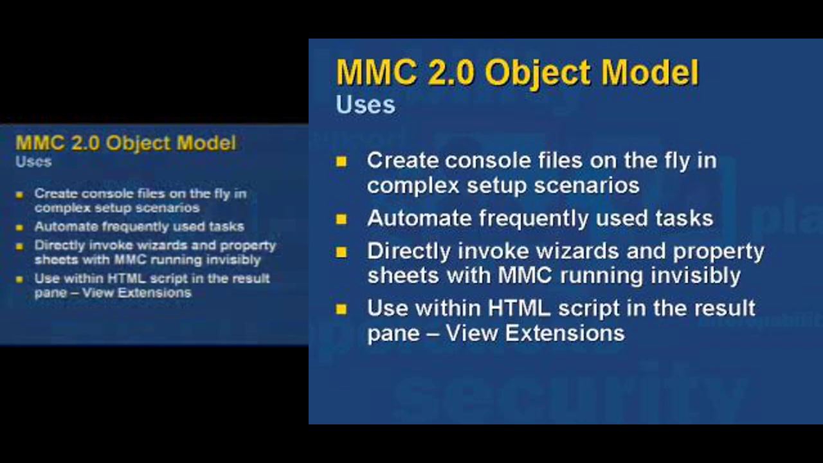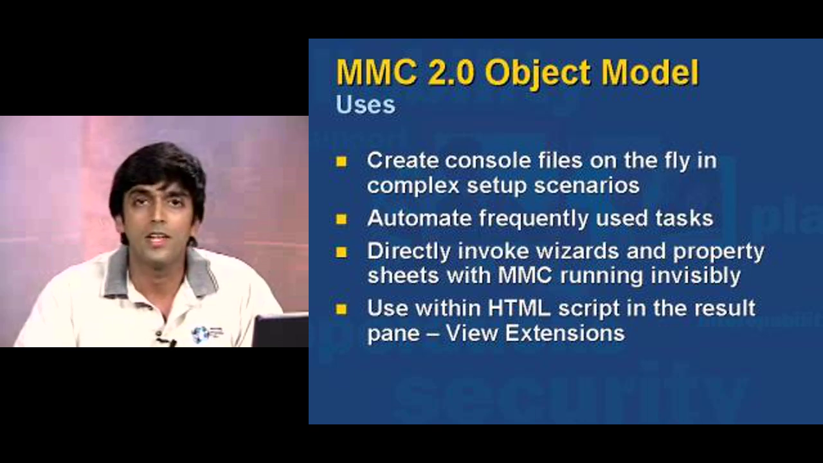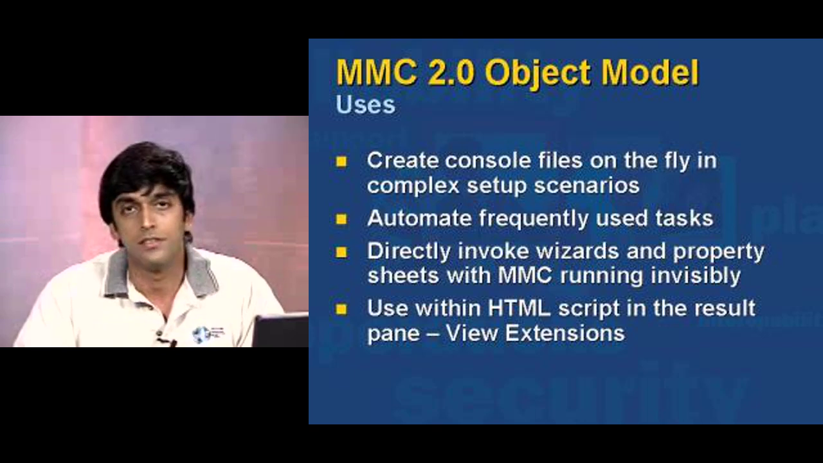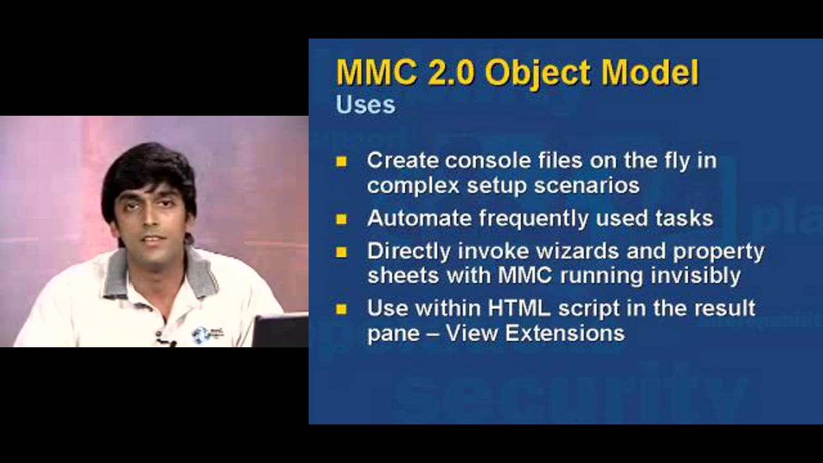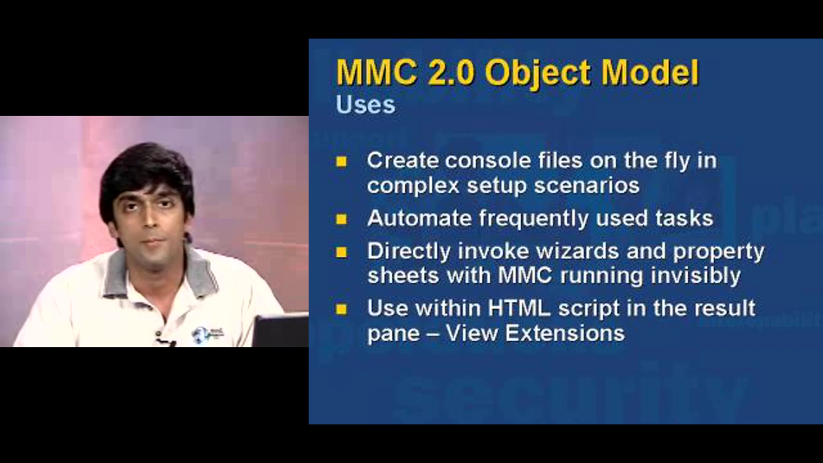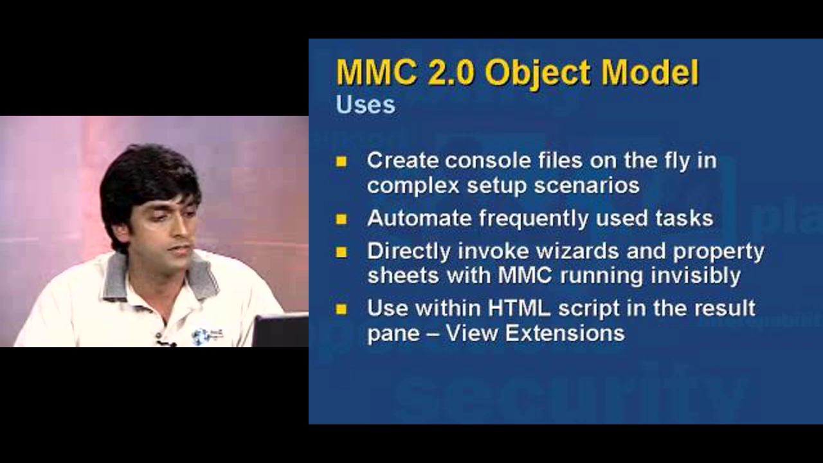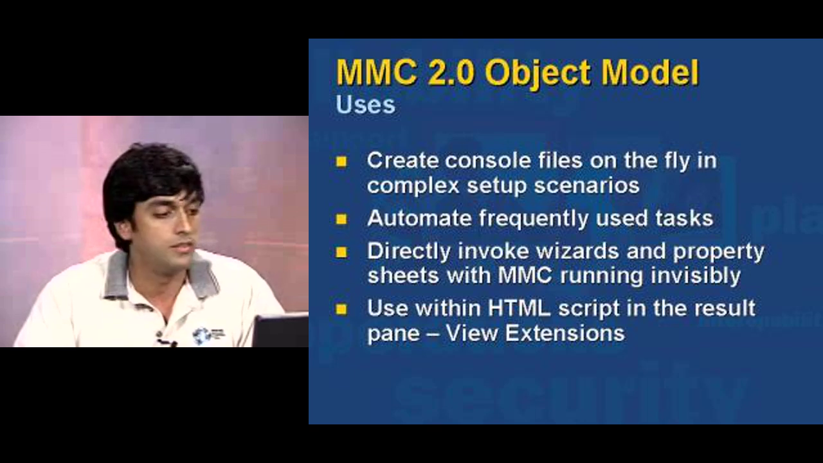So some of the scenarios in which the object model would be very useful: one situation expressed by some management application deployers was the ability to create console files on the fly in complex setup scenarios. If your application needs to install a set of snap-ins that depends on the situation in which the installation is occurring, and needs to install a different set of snap-ins in another situation, you might find this capability useful. Through the object model, it is possible to invoke MMC, add a set of snap-ins, customize your views, and then save the console file, all on the fly with MMC running invisibly if you so desire. This allows console files to be created on the fly and avoids any problems with having references to snap-ins that have not been installed on the user system.